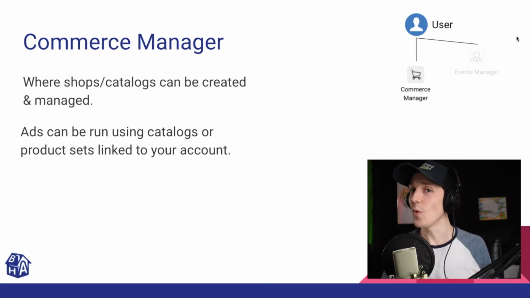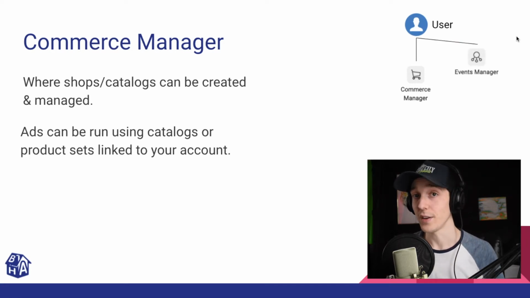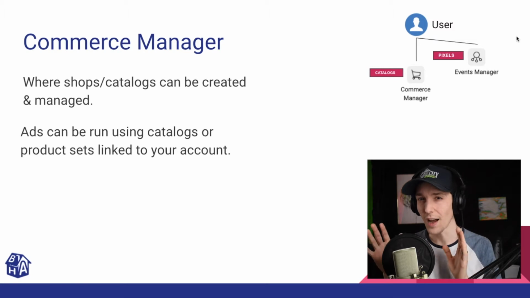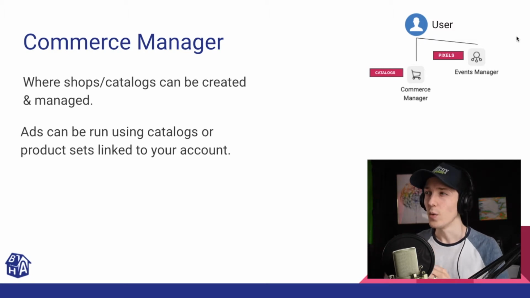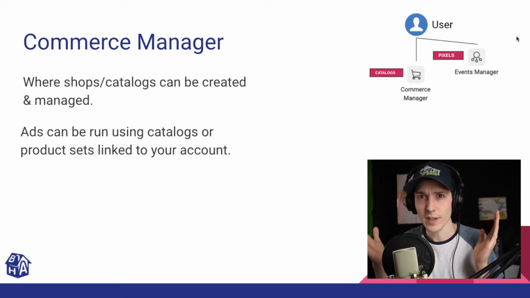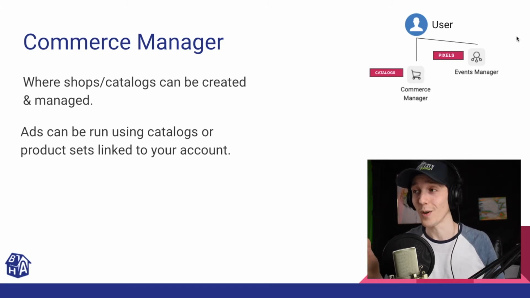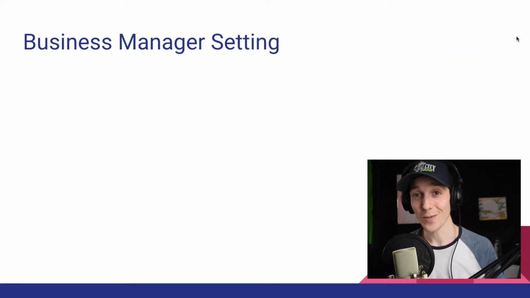Now, in the same way that our Events Manager dealt with our pixels, our Commerce Manager is going to be dealing with our catalogs. And I say that because, again, we want to be organized. It's kind of a lot, so just connect them together. When you think Events Manager, what's that for? Your pixels. When you think Commerce Manager, what's that for? Your catalogs, all right? And as always, we're starting from your Business Manager settings page.